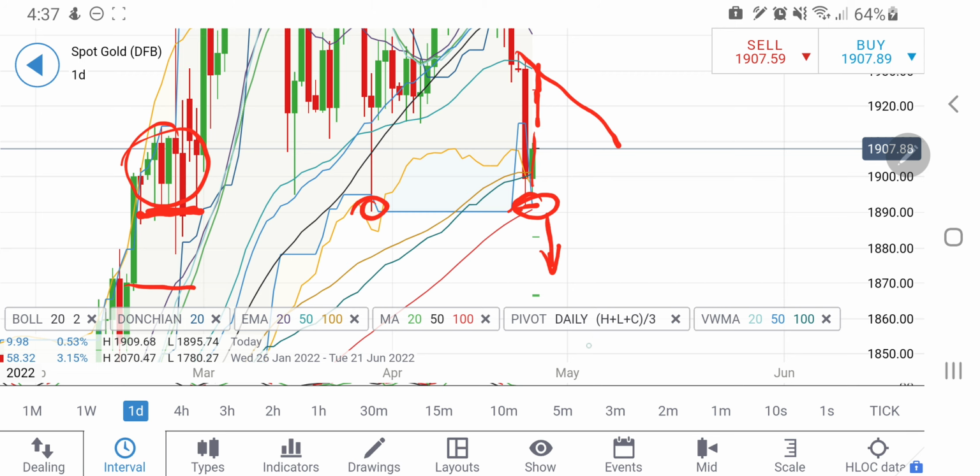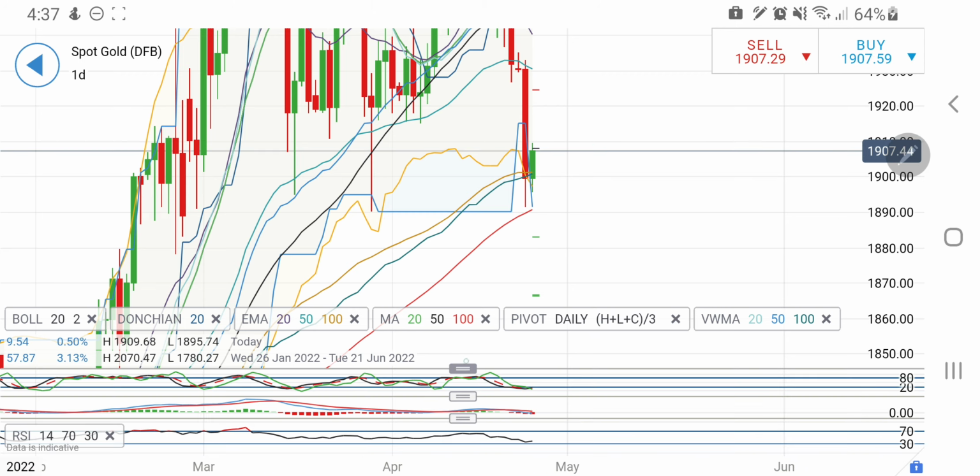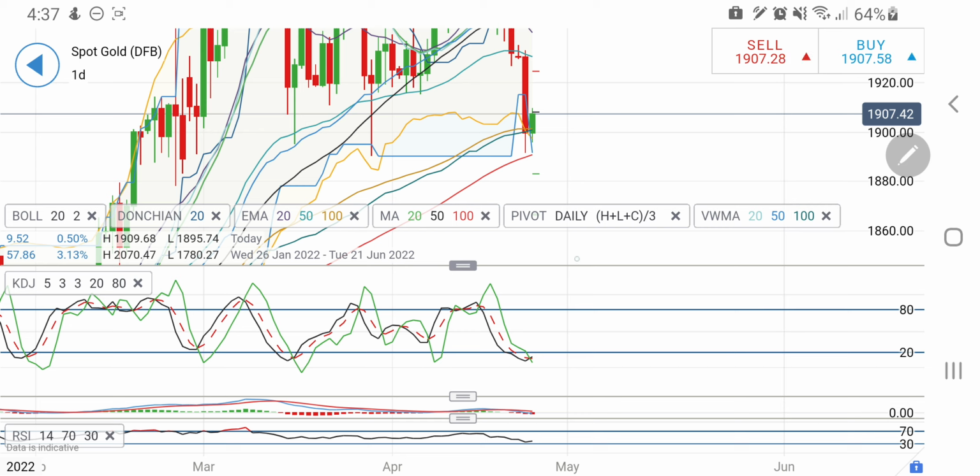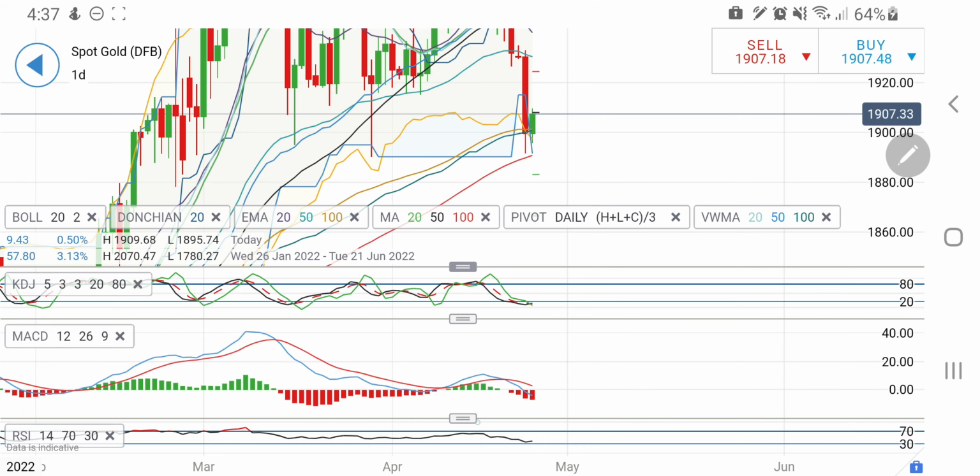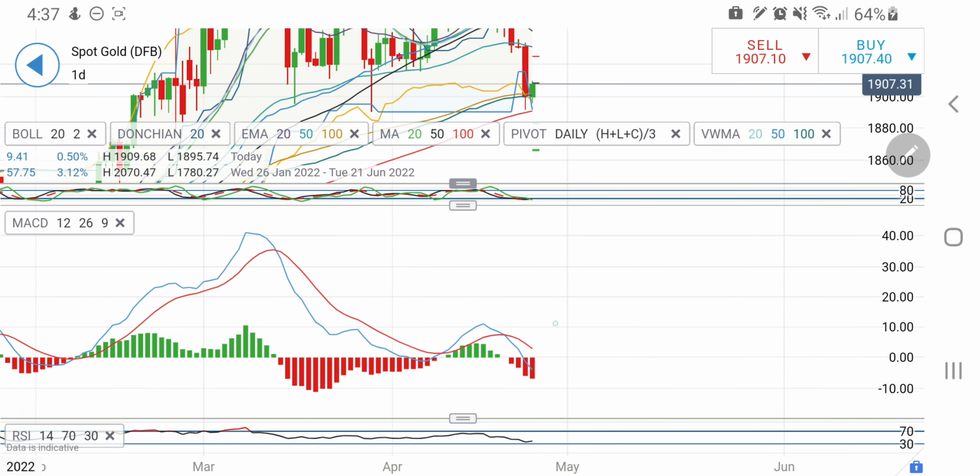And as I had told earlier in the day today, one can remain long beyond 1900 levels and we can expect a little rise. Look at the daily stochastic. There is a crossover. It is now trying to enter into the buy zone, and that is precisely what we are seeing, a reversal here. Look at the MACD.